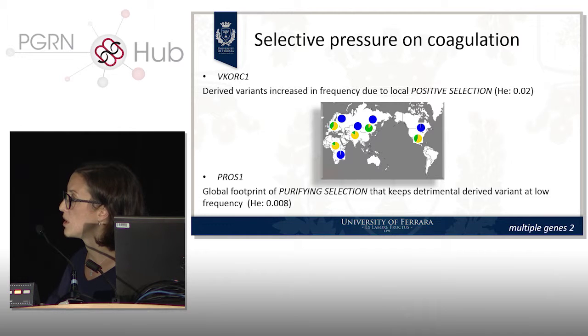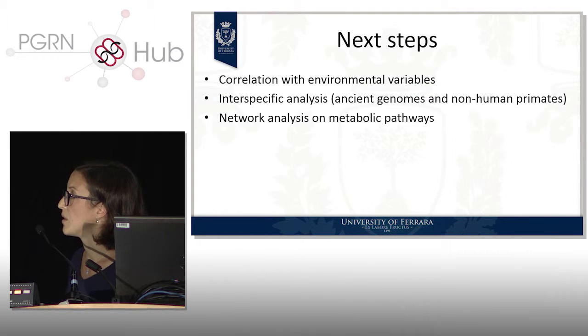In other terms, you see that only very rare variants are maintained in the population. Purifying selection is sort of cleaning for them. And so in the end, we concluded that this is an interesting pathway that we might keep on studying in the next step. So what we are going to do with this data, again, we are going to look for correlation with environmental variables.